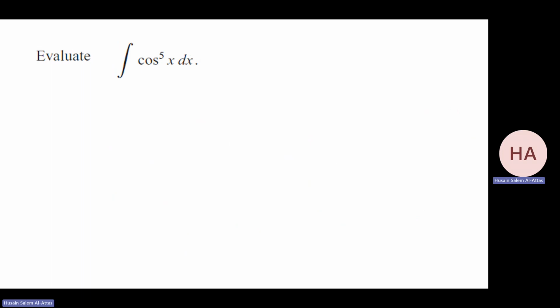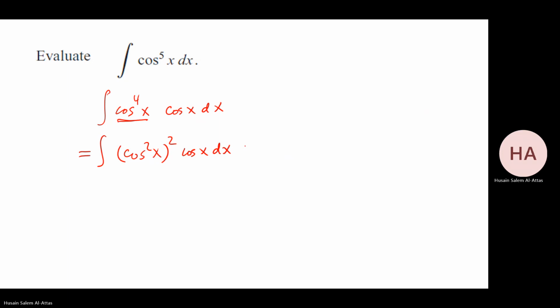Cosine to the power 5, this is an odd power. So I can save one cosine x, and write cosine to the power 4 times cosine x dx. I don't change this one into sine. So that will be cosine square, all square, times cosine x dx. If the power is odd for sine and cosine, that will be easy. But if it is even, then it will be a little bit complicated.